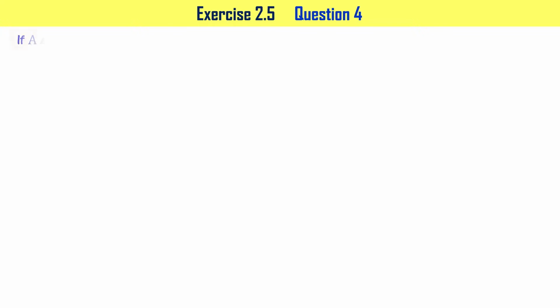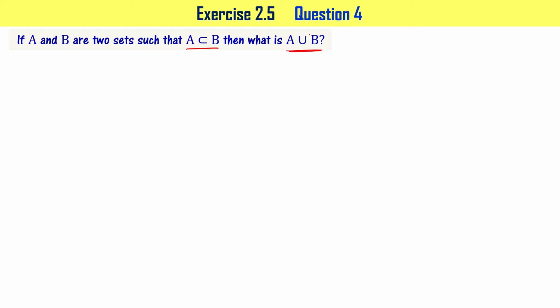Question number 4 is: if A and B are two sets such that A is a subset of B, then what is A union B? Here, this particular symbol is read as union. That's why this is called A union B, right? Before solving this problem, let's understand what is the union of two sets.